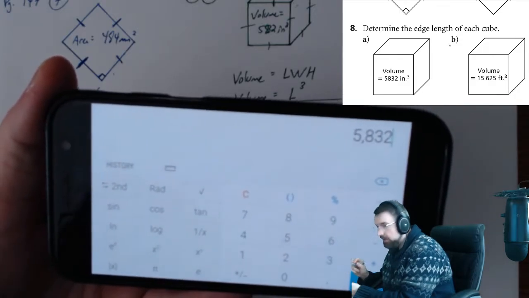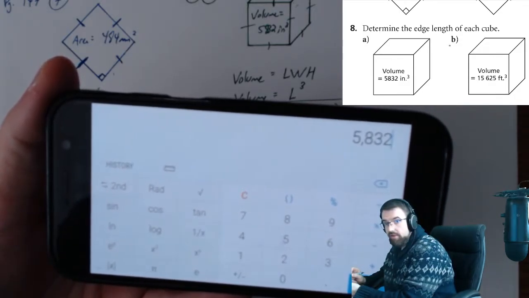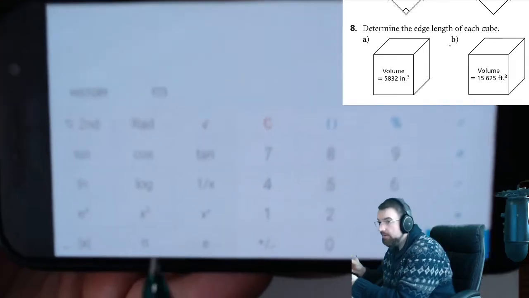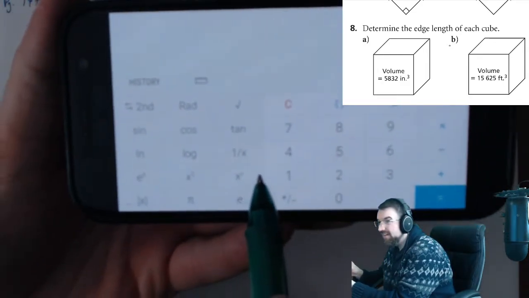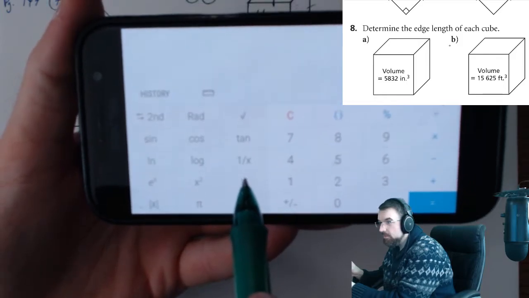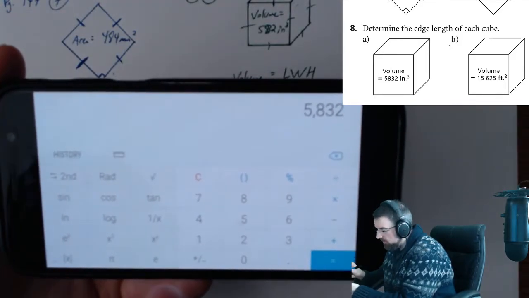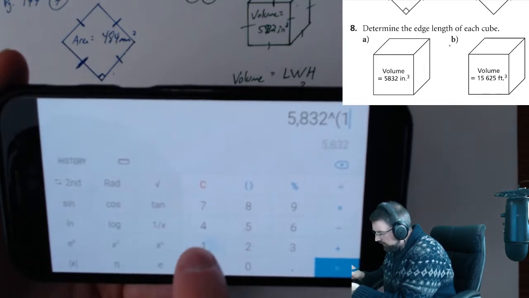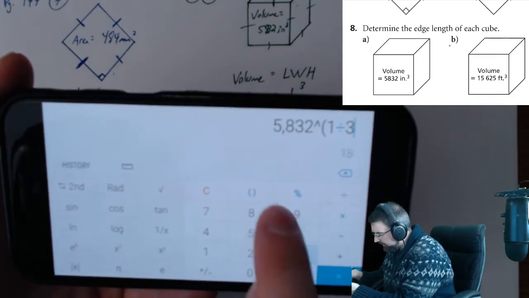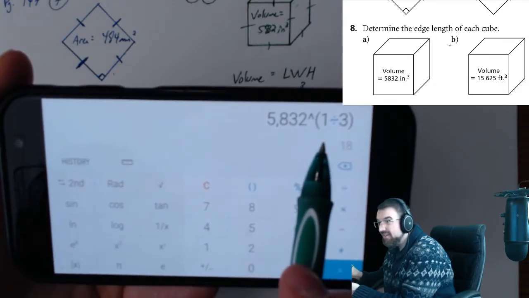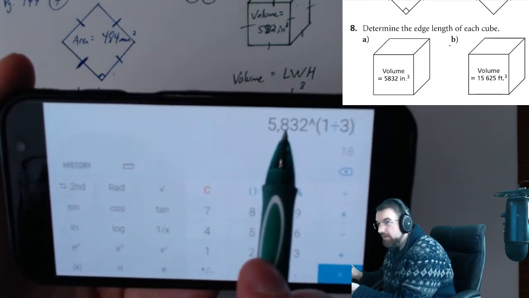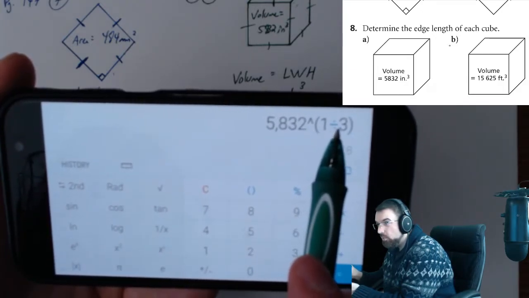5832. Now we're going to go to the power of. To the power of is going to be this button here. You see this one? X to the power of y. Camera has a little bit of trouble focusing on the calculator. This one here, x to the power of y. So I'm going to click that, and then I'm going to do 1 over 3, and I'm going to put that in the bracket. So I got the number 5832 to the power of 1 divided by 3.